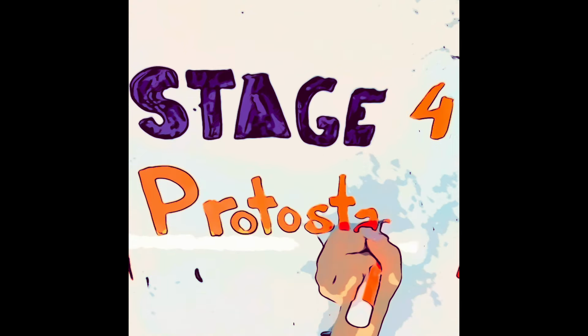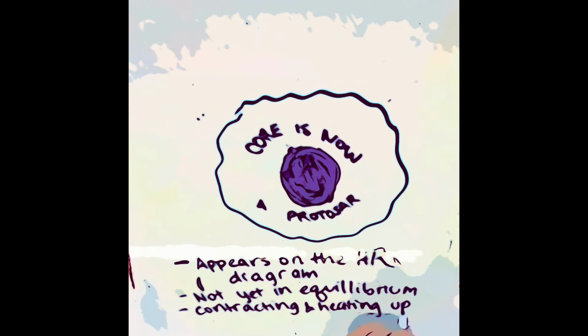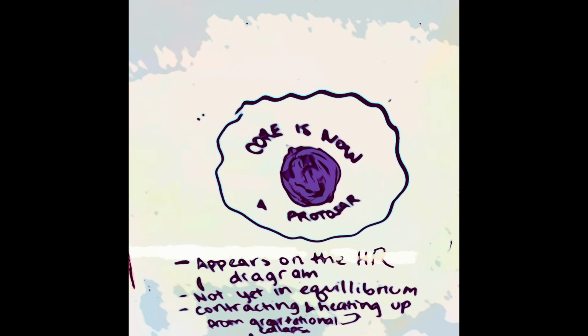Stage 4. Protostar. Now the star becomes a protostar. It is a hot, glowing ball of gas that appears on the HR diagram for the very first time. While it's starting to look like a star, it is not in equilibrium yet. It is still contracting and heating up, and any energy it emits comes from gravitational collapse. Meanwhile, the early stages of planetary formation are happening in the surrounding disk of material.